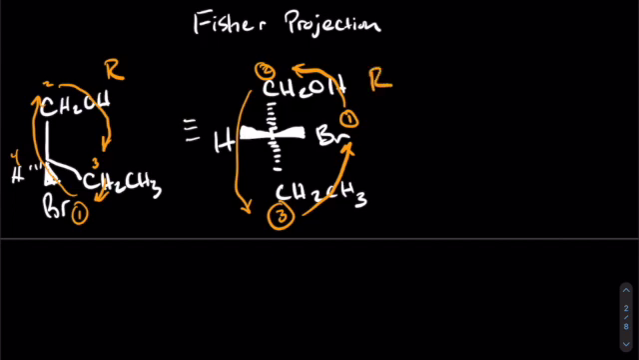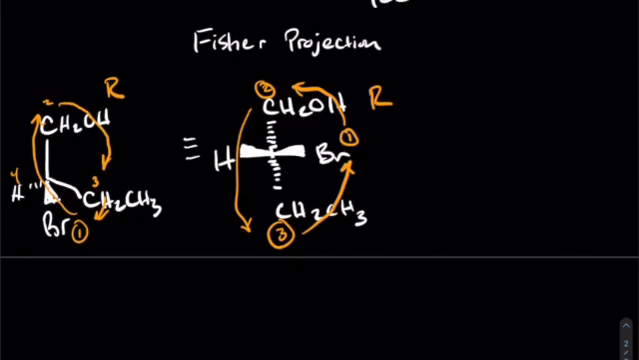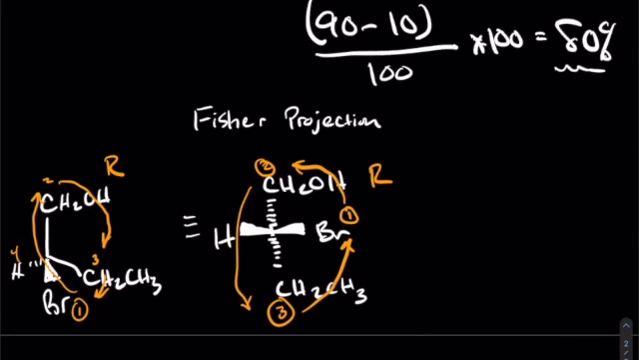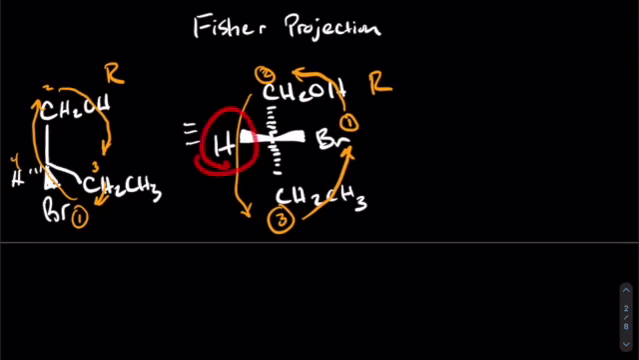And so, in that way, with the Fischer projection and the Cahn-Ingold-Prelog rules, the circling is reversed because the lowest priority substituent is going to be facing you.